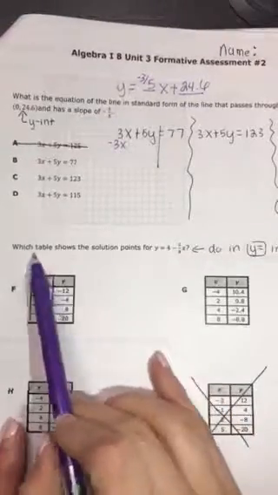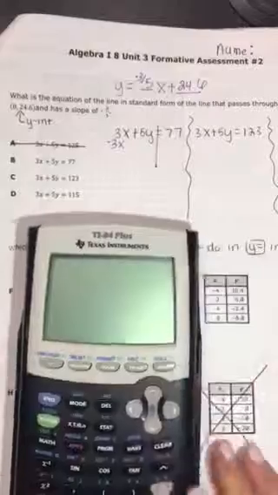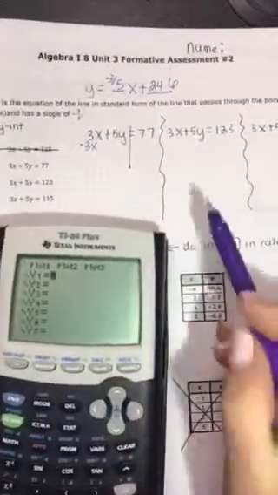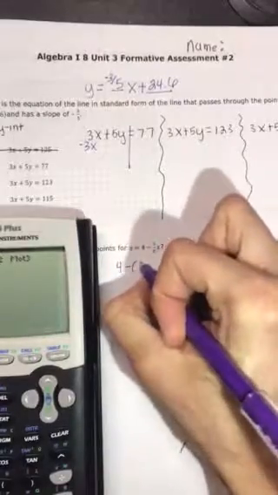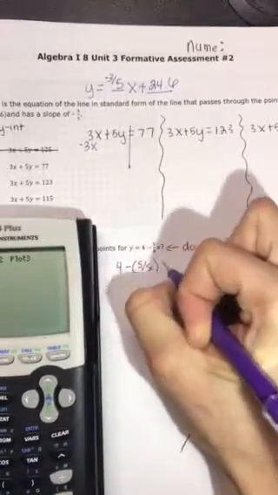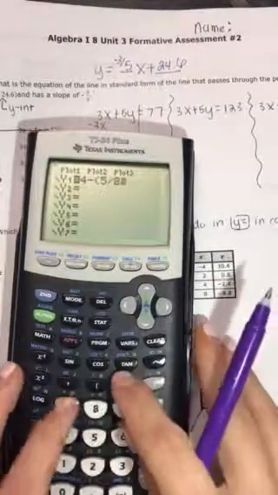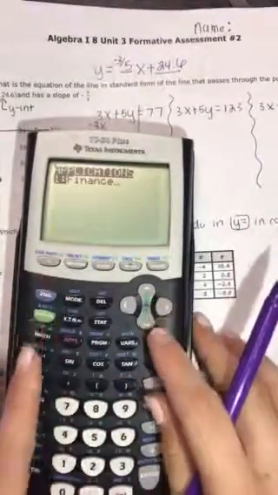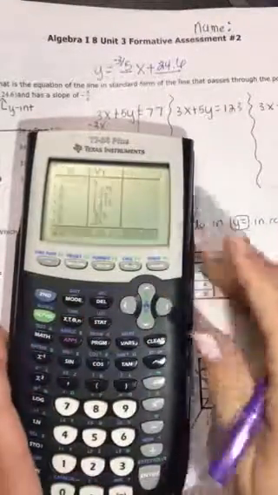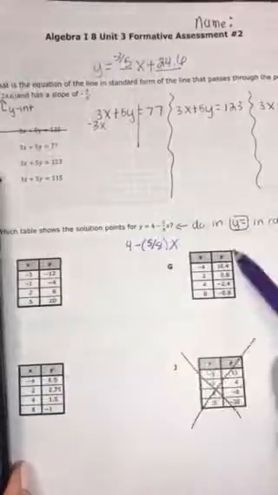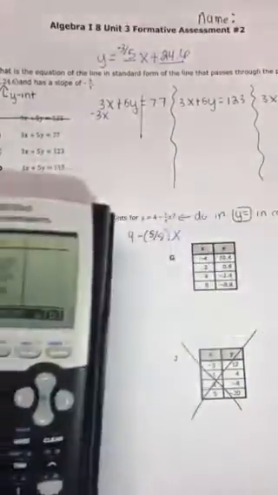Okay, on this one, it says, which table shows the solution points? Here, you can go right to your y equals. And you can put this in your calculator. So you're going to write 4 minus 5 divided by 8x. So you would put it in. Oh, let me go back. X. And then you can go second table. I want you to find which one of these has the same solutions. So pause the video and do that.